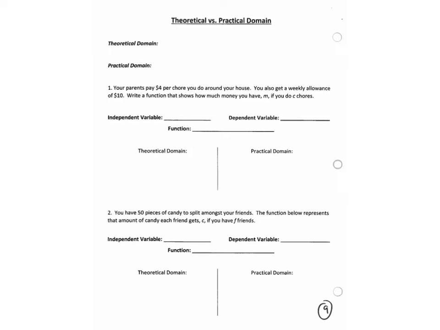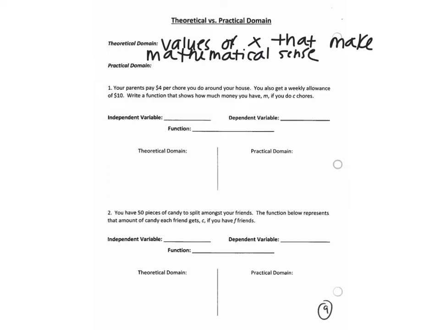So the definition we're going to use is that they are the values of x that make mathematical sense. So we want to just remember that there's really two rules that we can't break mathematically. The first one is we can't divide by 0. And then the second rule we can't break is we can't take the square root of a negative number. Other than that, we can do pretty much anything and put any number in for x.